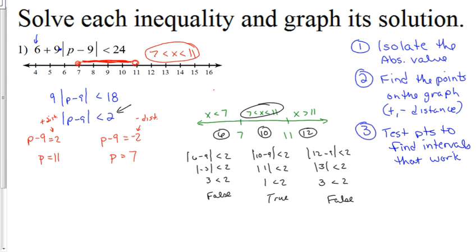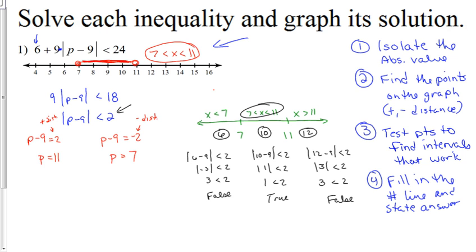Okay, so going through those steps again, we isolated the absolute value. That was in blue. And then we found the points on the graph. That was in red, using equal signs, not inequalities. And then we tested points. That's this whole piece in green and black to find the intervals that work. Okay, last step: the last step is to fill in the number line and state the answer. So that's what we did up here in red.